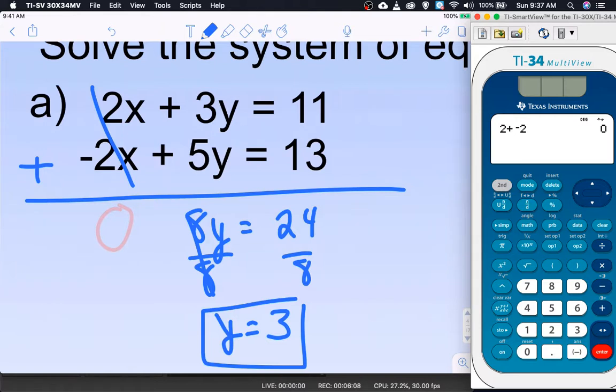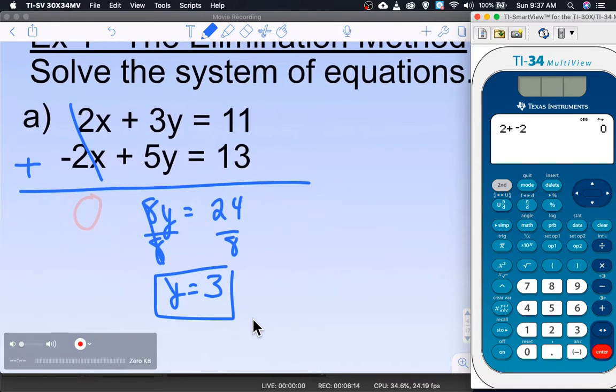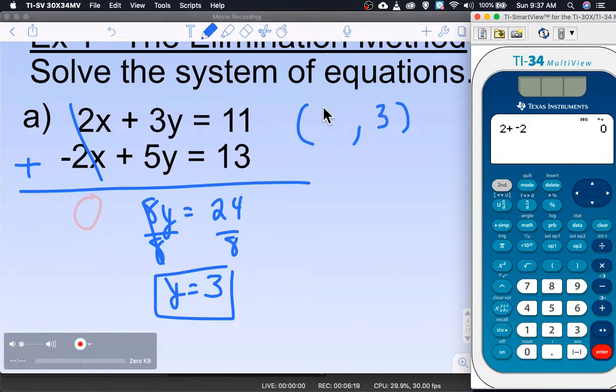That is the elimination method. I found y is 3. I found one of my variables. I know in my final answer, my ordered pair is going to be something, comma 3. I don't know what the x is yet, but I know the y coordinate is 3.